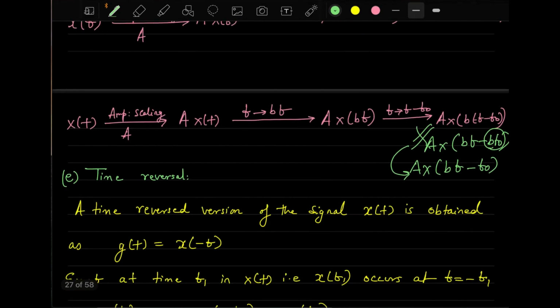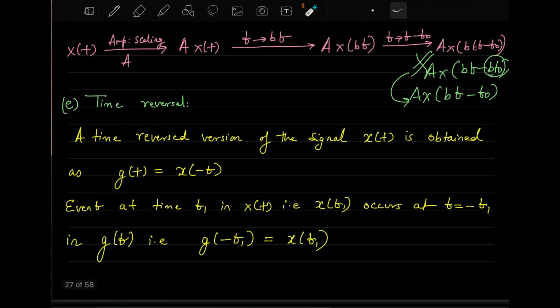The other operation that we have here is the fifth one, which you can say is time reversal. This is also very important. In this situation, you want to reverse the time signal x(t), and this is obtained by using g(t) equal to x(minus t). So what you do is, you flip around the signal. That is, what is there in x at time t will be the same in g at time equal to minus t.